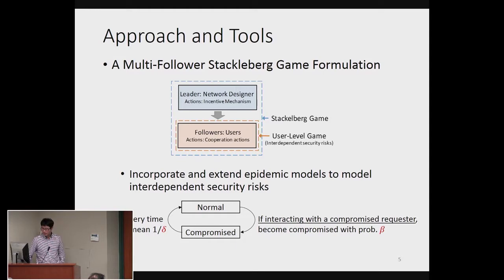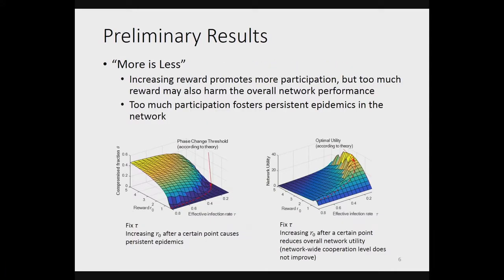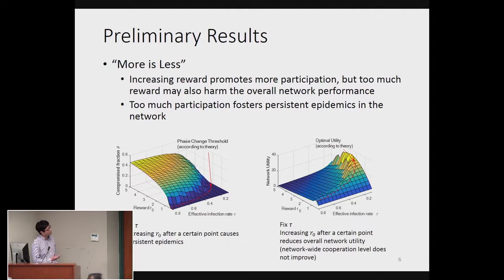In light of time, I'll just show you one result for a specific case. We're studying a random mixing-based epidemic model, and I call this result a more-or-less result. Here, the designer is using a payment-based incentive mechanism. We can show that if you increase the reward provided to the users, it promotes cooperation, which is kind of intuitive. But surprisingly, on the other hand, too much reward can also harm the overall network performance. The reason is that if you have too much cooperation, then it can potentially foster persistent epidemics, which is a risk in the network. So basically, we want to show security-aware incentive design is very different from the traditional incentive design.